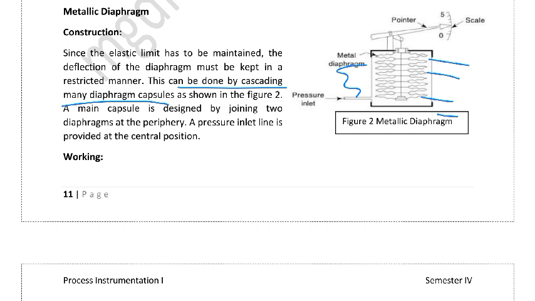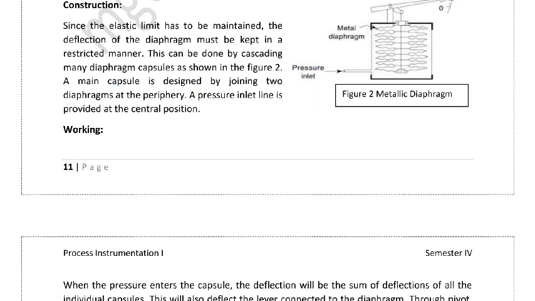Compared to this, the metallic diaphragm can handle more pressure because it is made using more than one capsule. This is the construction of the diaphragm. The main capsule is designed by joining two diaphragms peripherally. A pressure inlet is provided at the central position.